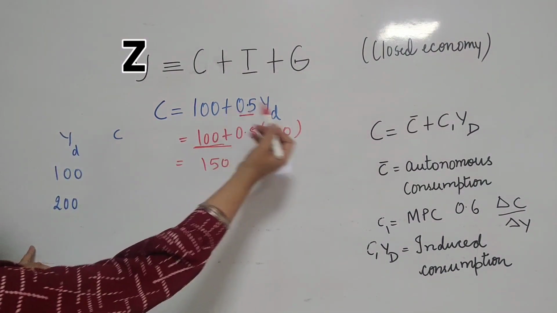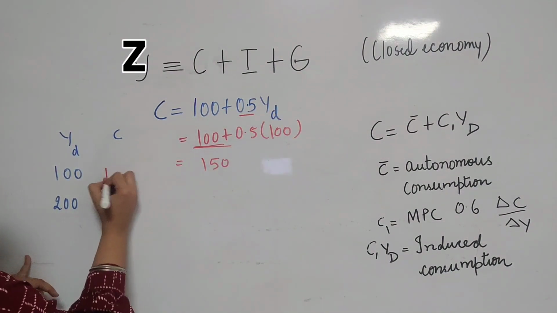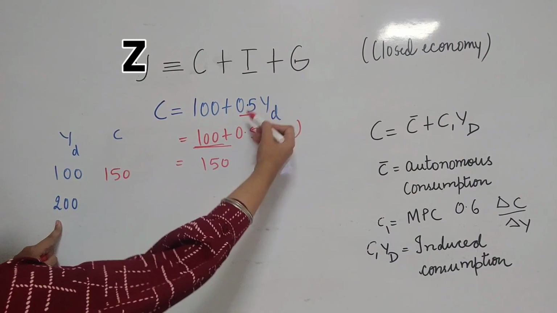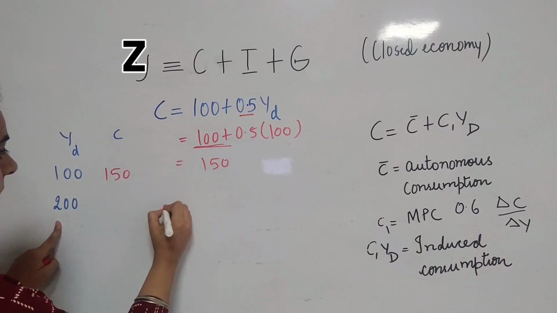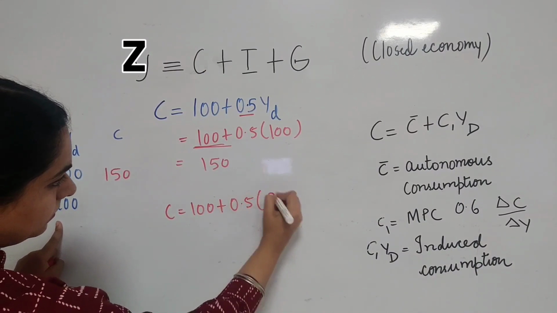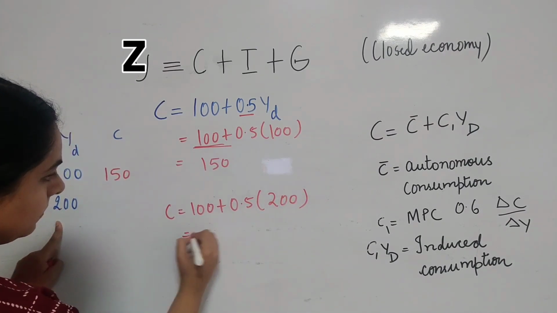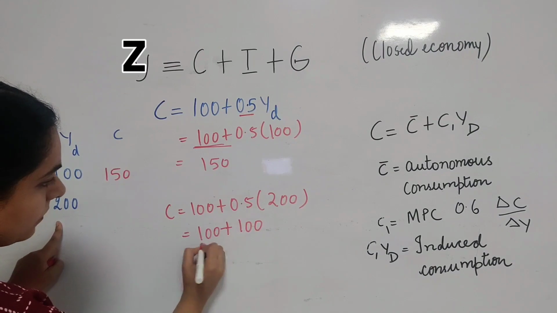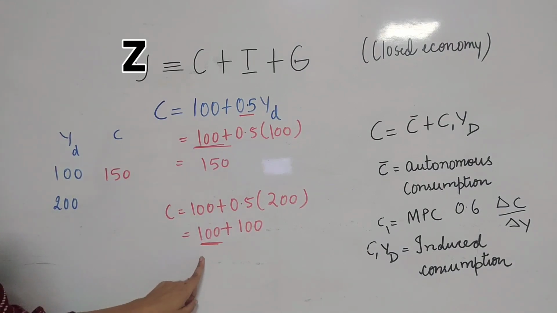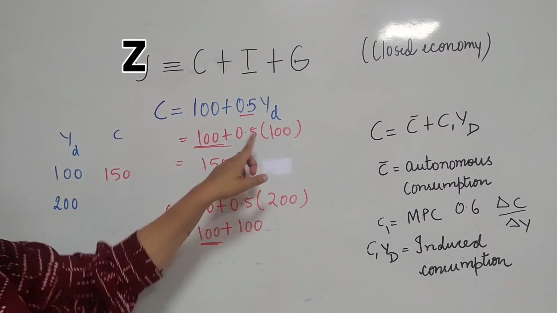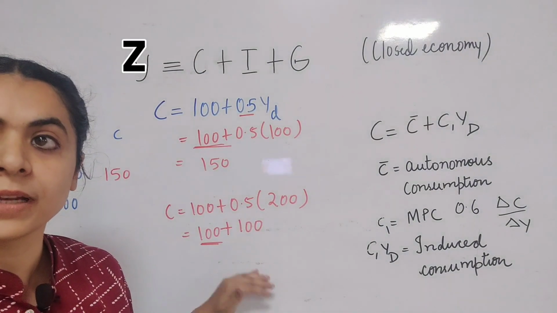Similarly, if instead of 100 we put here disposable income as 200, we'll get this part. That means autonomous consumption will remain the same and induced consumption will increase.